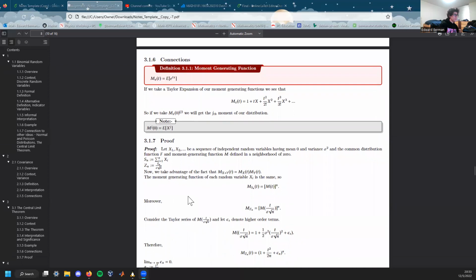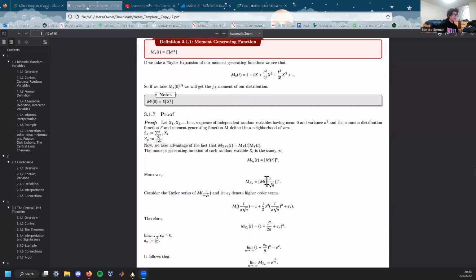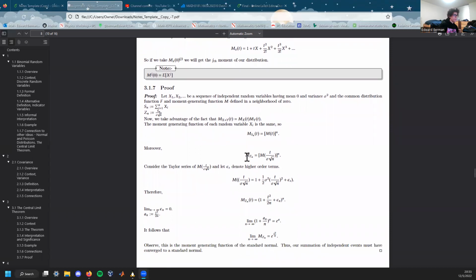We're going to take advantage of this fact about the moment generating function. The moment generating function of a sum of independent variables is the product of their moment generating functions. We see this nice property: addition turns into multiplication here. The moment generating function of each random variable Xi is the same. So X plus X plus X, that's the same as M to the n. So we can say the following. The moment generating function of Sn of t is equal to M of t to the n, and we say something similar for Zn.